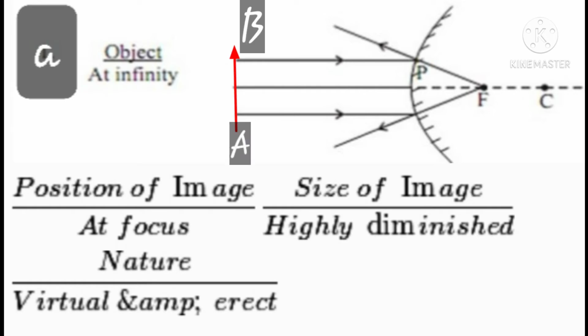Look here, if this AB is placed at infinity, where do we get the image? At the focus. That means behind the mirror. In the concave mirror the image formed in front of the mirror, but in the convex mirror we get the image behind the mirror at the focus. Clear? The image is point size, this point only. The image is not long or large, it is point size, within this focus only. Clear? And the nature is virtual and erect, not obtained on the screen.